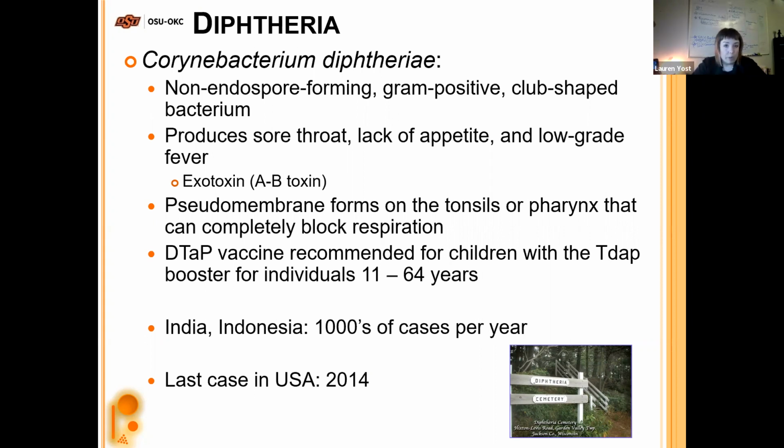Well, they have a pseudomembrane that can form in the back of the throat, on the tonsils or the pharynx, that can completely block respiration. And the Tdap vaccine, or DTaP, however you want to say it, the DTaP is for the babies, for the little children, and Tdap is the booster for the older folks, anybody 11 and up. So it's included with your tetanus and your pertussis and all of that.